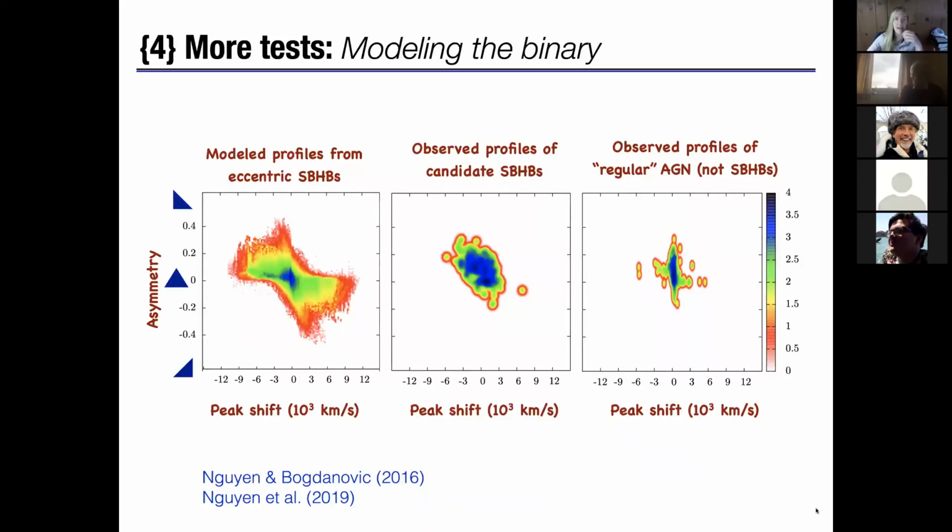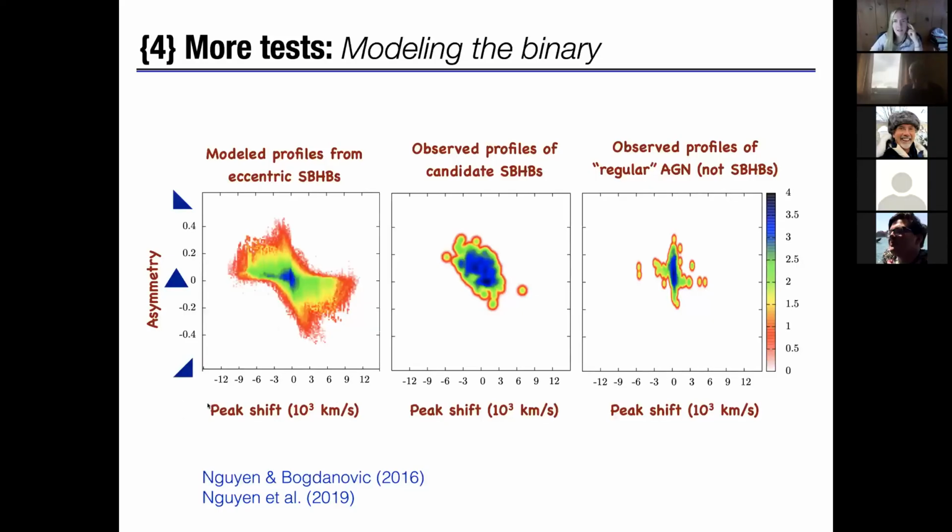And he did the exercise of putting together a model of a binary. So you have two mini disks and a circumbinary disk. And he calculated emission line profiles from these disks. He gave them a disk wind. And he makes basically a big library of what you might expect the H beta spectra to look like from these systems for lots of different properties of the binary, inclinations of the different disks, separations, mass ratios, and so on. So these plots are showing you the asymmetry versus the shift.